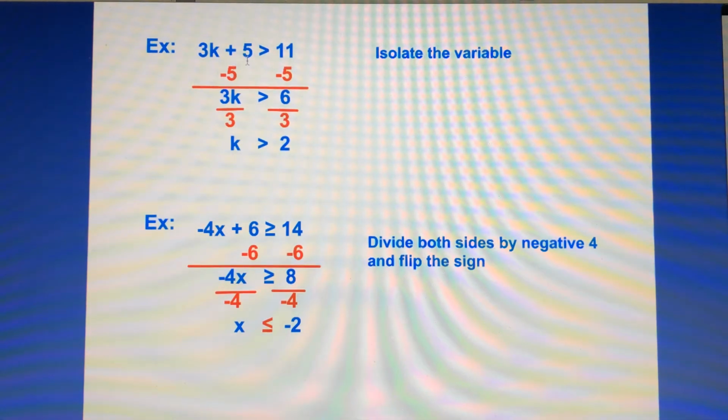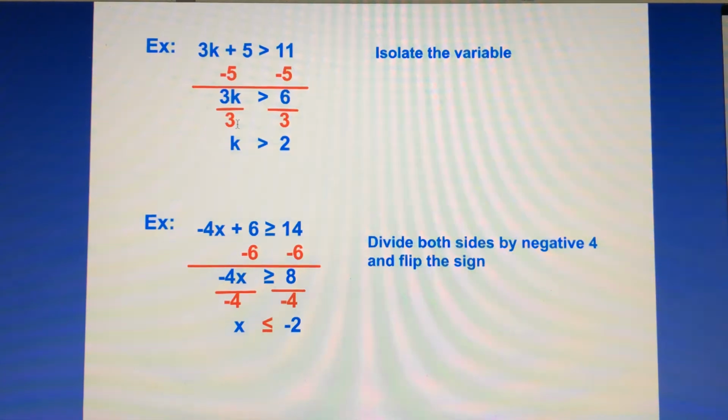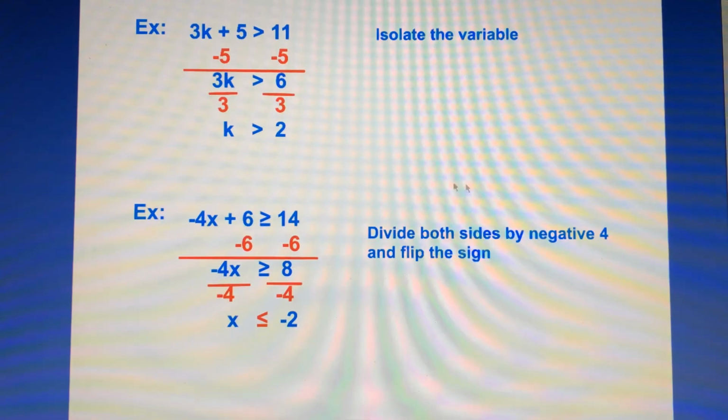I have a plus 5. I subtract 5 from both sides. I am left with 3k is greater than 6. I need to isolate k, so I divide both sides by 3. And when I divide both sides by 3, that's a positive value. I do not flip the sign. The 3's cancel each other out, and k is greater than 2. If you were to graph it, open circle at 2, shade to the right.